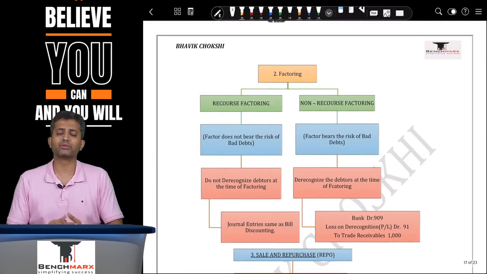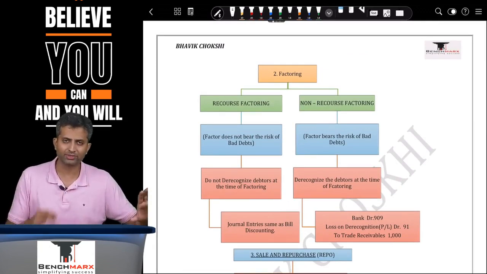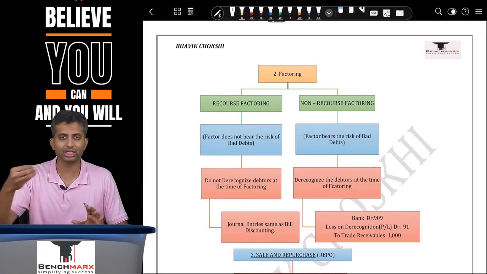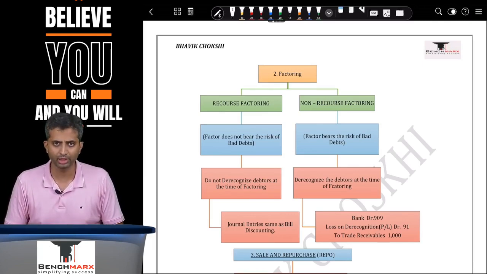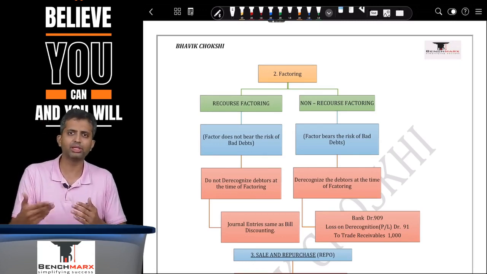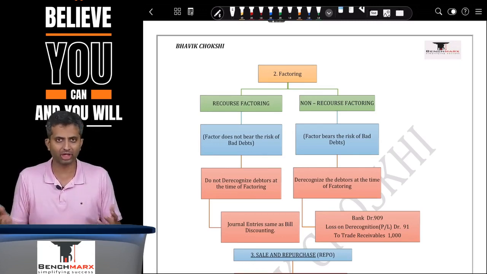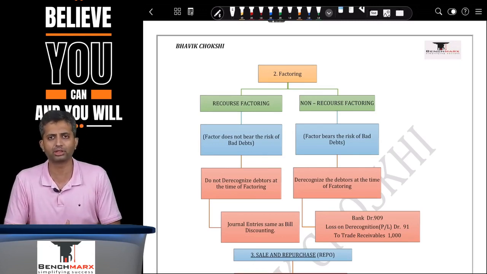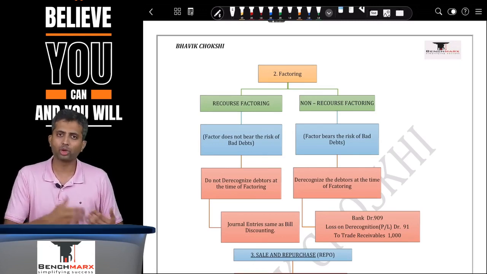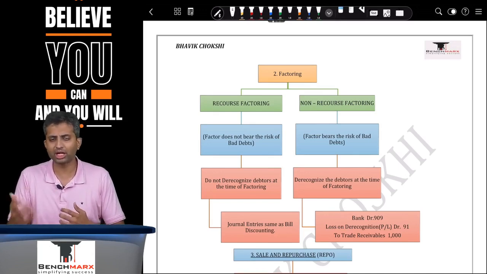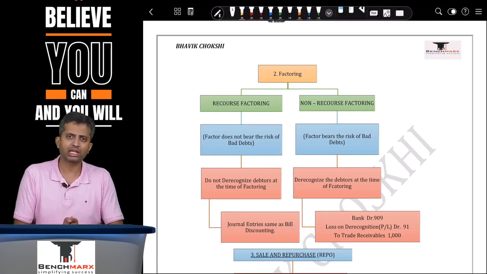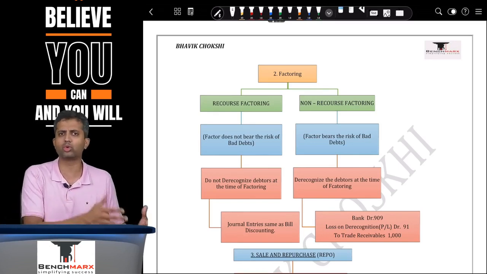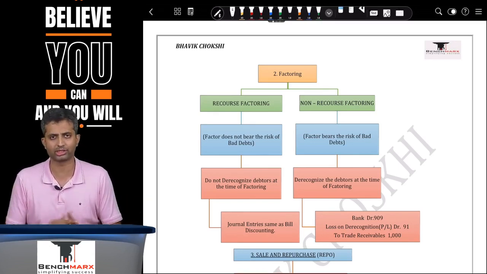Similar logic also applies for factoring. There are two types of factoring. One is recourse factoring, that is the factor has recourse back to you, and the other is non-recourse factoring, where the factor bears the risk of the bad debts as well. If it is recourse factoring, the standard still believes that it is like a loan transaction with merely security of the debtors being taken. On the other hand, if it is a non-recourse factoring, it is a genuine sale transaction, in which case you will recognize a gain or loss on the derecognition of trade receivables. In case of a recourse factoring, you will do the accounting similar to that of bills discounted. It is a loan transaction.